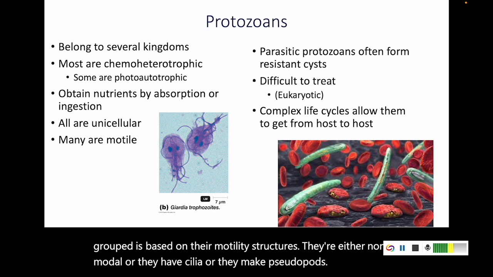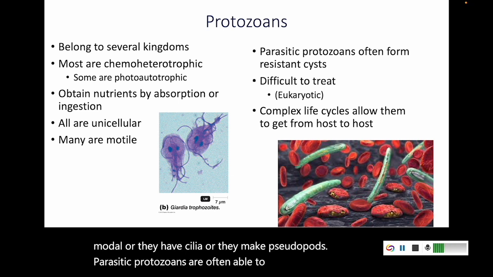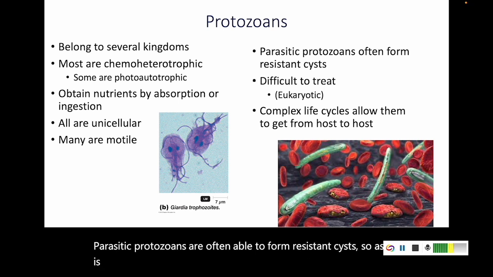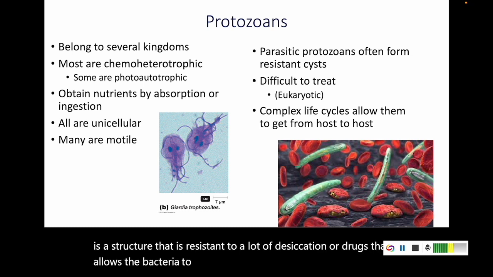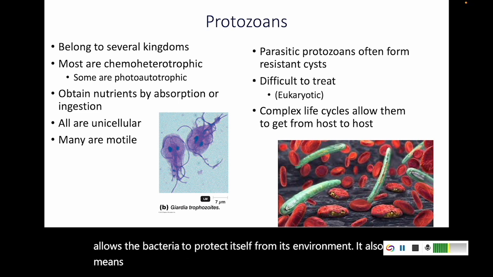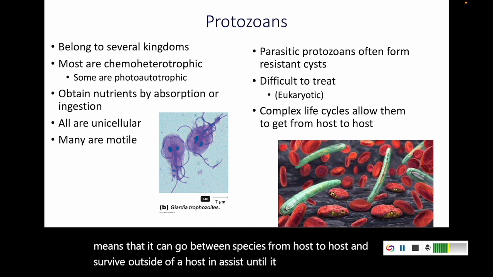Parasitic protozoans are often able to form resistant cysts. So a cyst is a structure that is resistant to a lot of desiccation or drugs that allows it to protect itself from its environment. It also means that it can go between species from host to host and survive outside of a host in a cyst until it gets picked up by the next host.